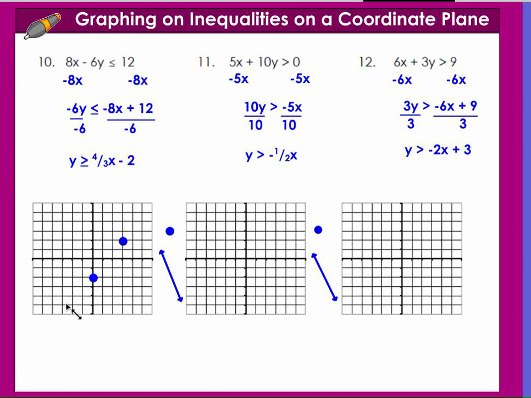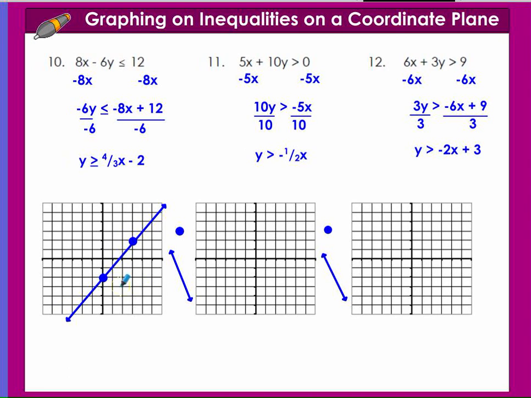It's a solid line because it's equal to. And I'll fix this. It's going to be greater than, which is above. So it looks like this. All of this should be shaded. Now, if I had better time, I'd shade much better. Let's look at number 11. I subtract 5x on both sides, divide by 10. Again, simplify negative 5 over 10 to negative 1/2.